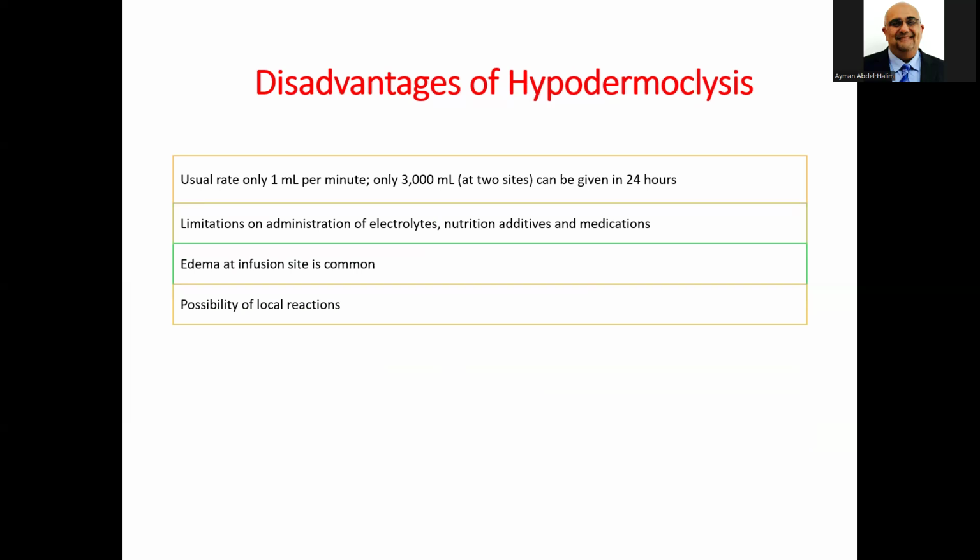Disadvantages of hypodermoclysis: usually the rate is only 1 ml per minute, and only 3 liters can be given in 24 hours. So it has a limitation as far as the volume that you administer to the patient, not like an IV. Limitations on administration of electrolytes, nutrition additives, and medications. Edema at the infusion site is common. Possibility of local reaction.